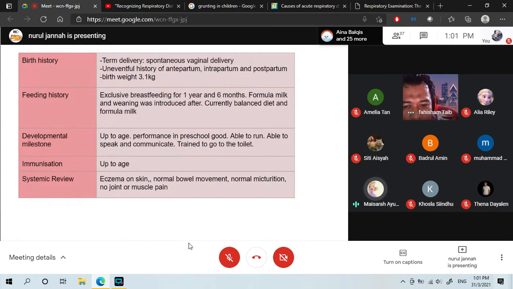Currently, he has a balanced diet and formula milk. For his developmental milestones, it is up to age, and he went to preschool and the performance is good. He is able to run, able to speak and communicate, and was also toilet trained. For the immunization status, it was completed up to age. On systemic review, there is presence of eczema on the skin, and otherwise bowel movement is normal, normal micturition, and no joint and muscle pain. Okay, next.